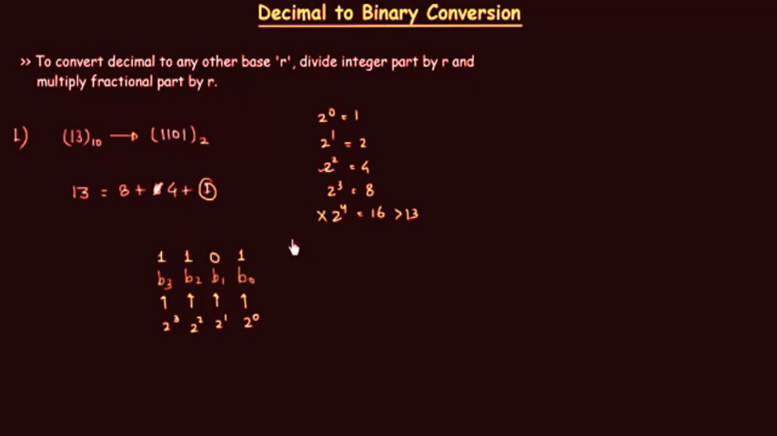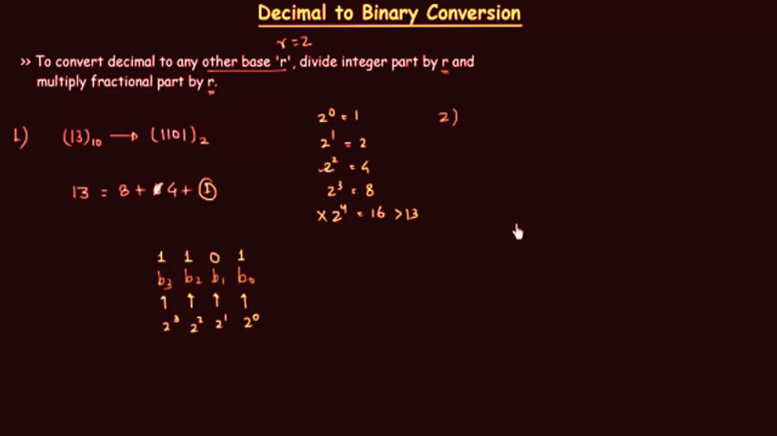This is the first method to find out the binary equivalent of a decimal number. But this method is not preferred. We will have another, simpler method to find out the binary equivalent of a decimal number. In this method, we have to divide the number by 2. To convert a decimal number to any other base r, in this case r is equal to 2, we have to divide the integer part by r and multiply the fractional part by r. First, we will see an example in which there is no fractional part. Then in the next example, we will solve one problem in which there is a fractional part.